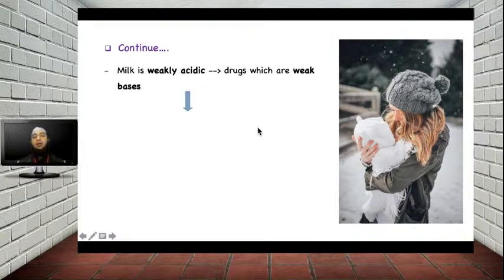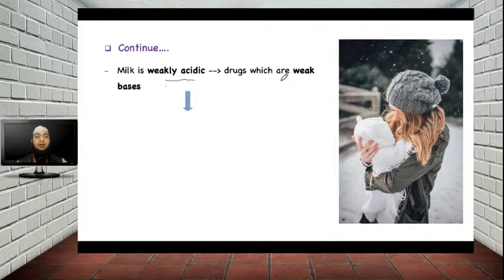Another aspect of the drug is its ionized and unionized form, which depends upon the pH of the drug as well as the milk. The milk is weakly acidic, because whenever there is an opposite pH, the drug becomes ionized. If there is the same pH, the drug remains in unionized form. Mother's milk generally has a weakly acidic pH.